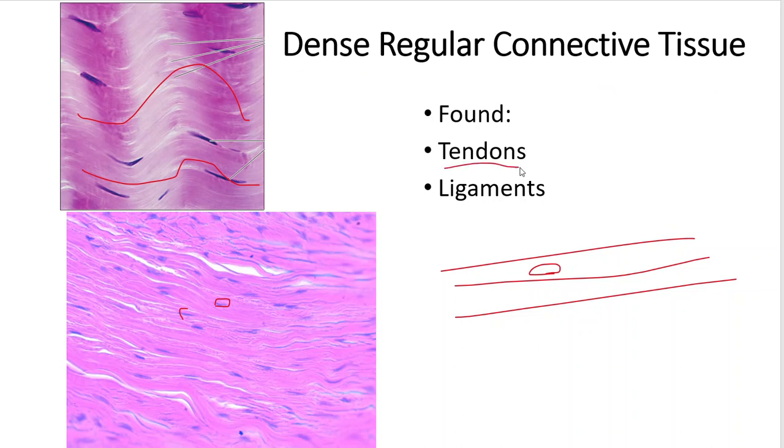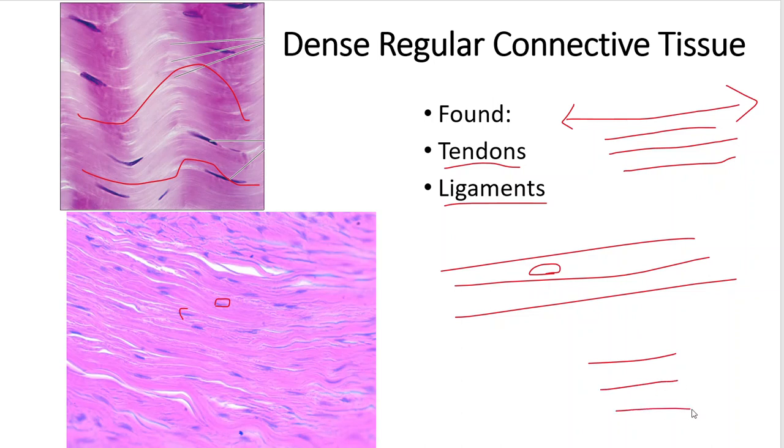These guys are found in those tendons and ligaments, and this is something about these guys. They run like this. They are very tough when you pull them like that. However, if you pull them like this, perpendicular to the direction of fibers, they have no strength. All their strength is concentrated along the long axis of the tissue.